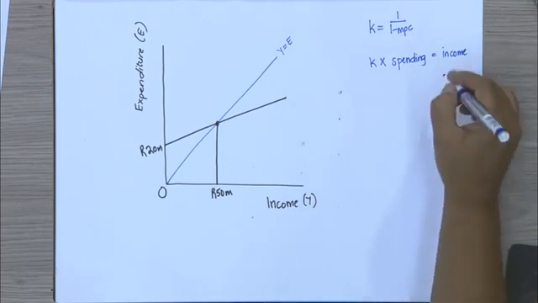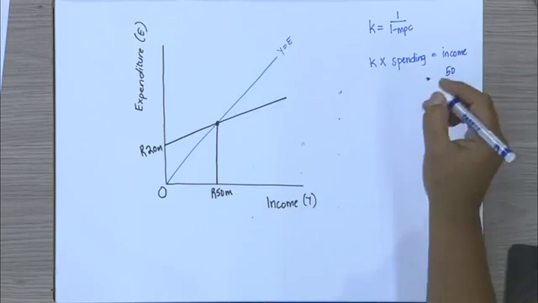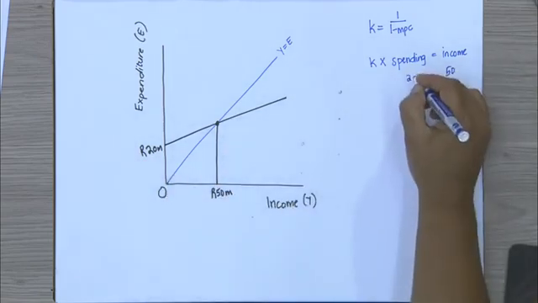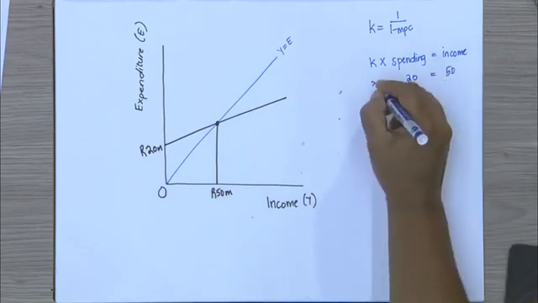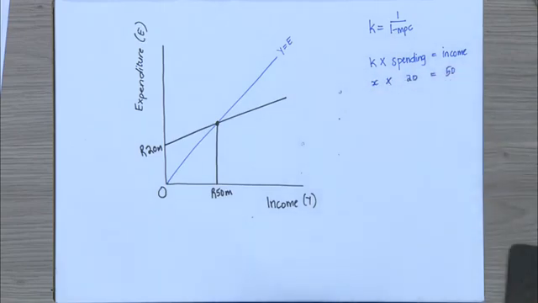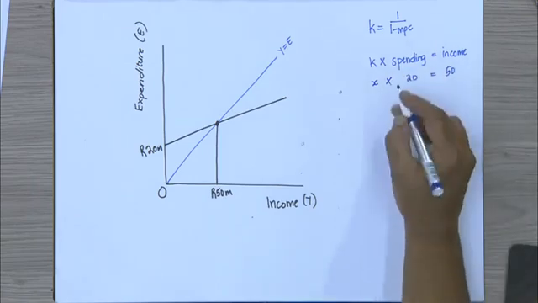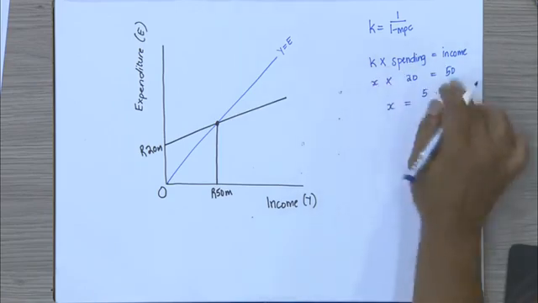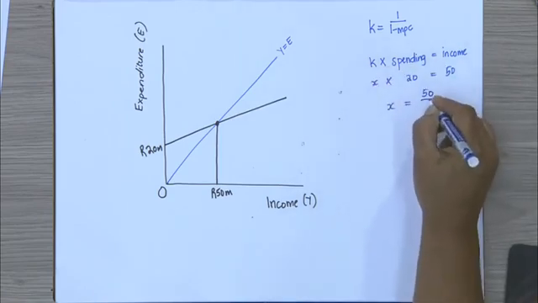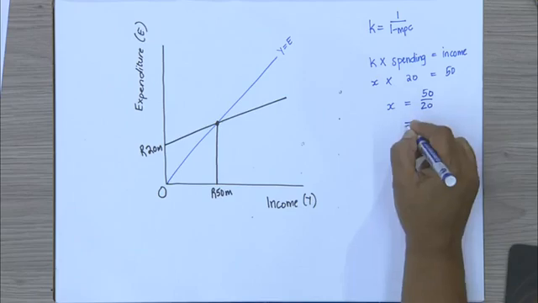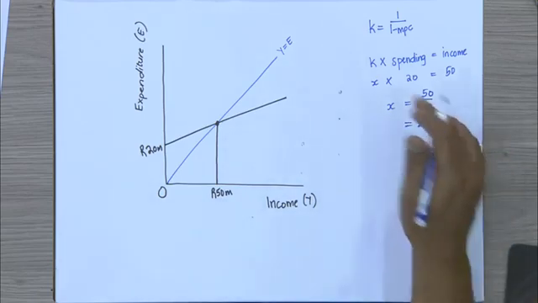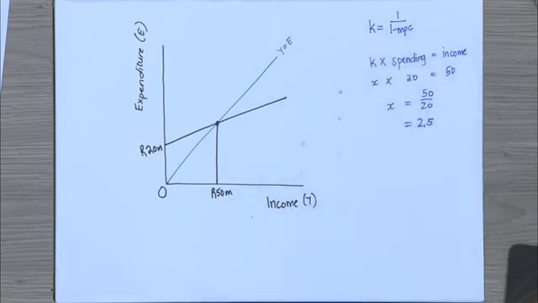Okay, and we know that the income is 50, and we know that the spending, which we find there, is 20. We don't know what K is. So can we now go find it? Yes, because I take X is equal now. I'm multiplying here, I'm taking it to the other side, so I'm going to divide. So that gives me an answer of 2.5. So now I've got my value for K.